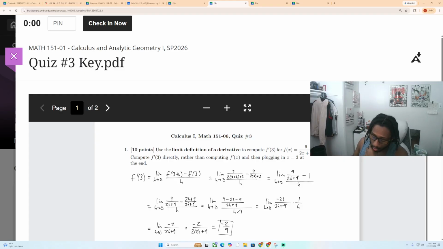Now, don't look at the denominator yet. You're going to stay looking at the numerator. So we got 9 over 9 plus 2h minus 1, right? So we got 9 over 9 plus 2h, and you're thinking, oh, minus 1, how do I do that?